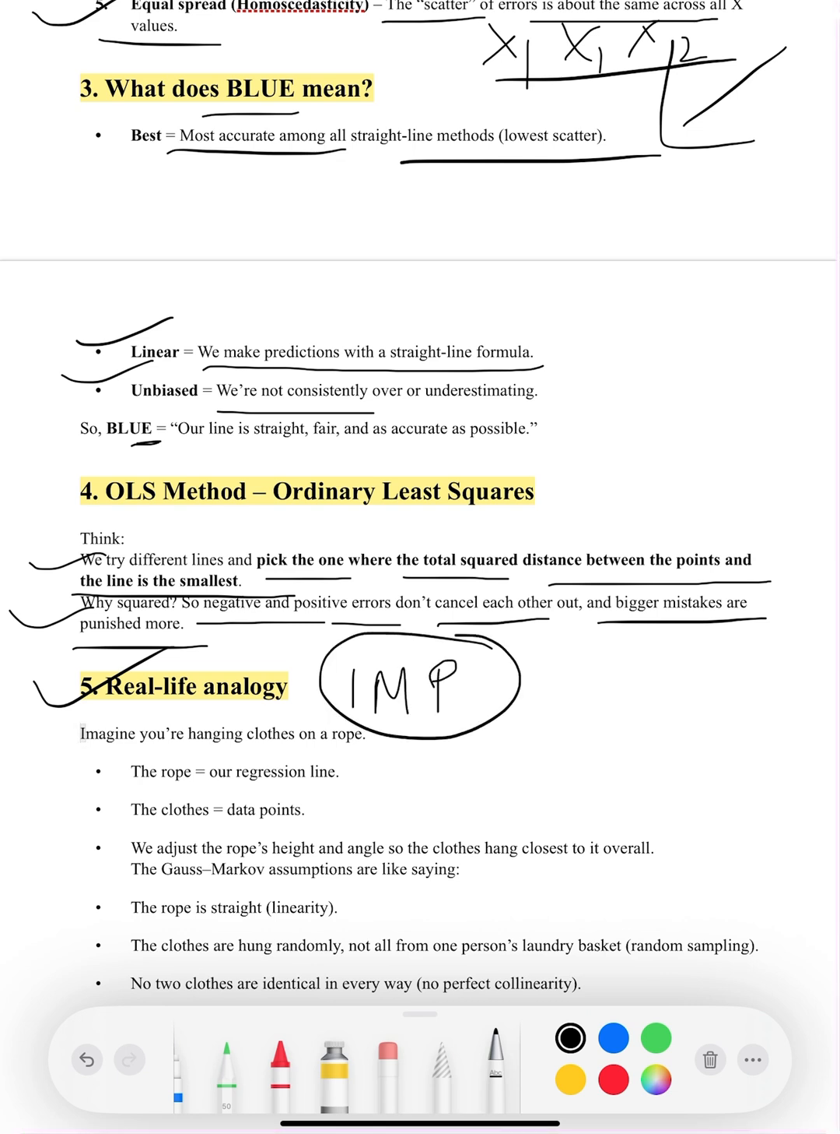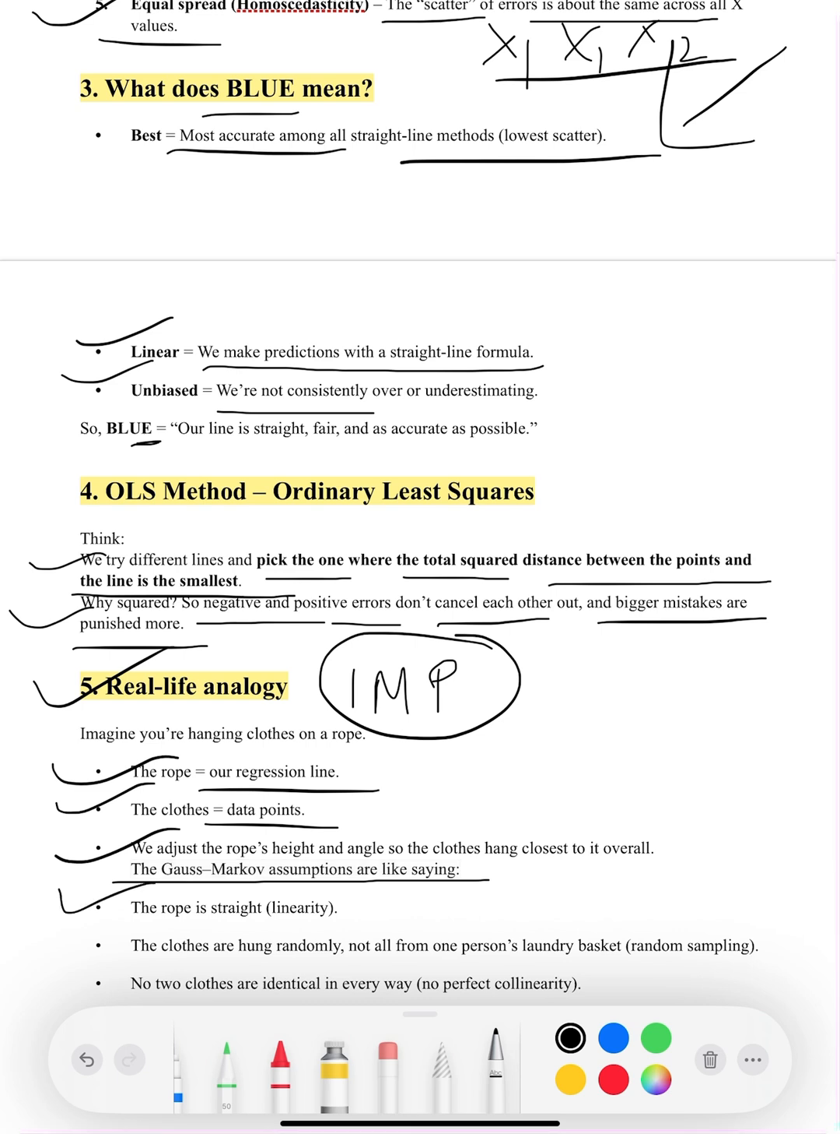Real life analogy, focus on this, it is very important for you. This will help you understand the whole concept in a layman language. Let's take an example of rope and the clothes hanging on the rope. Rope is your linear regression line, clothes are all the data points. We adjust the rope height and angle so that clothes hang closest to the rope, which is your Gauss-Markov's assumptions.